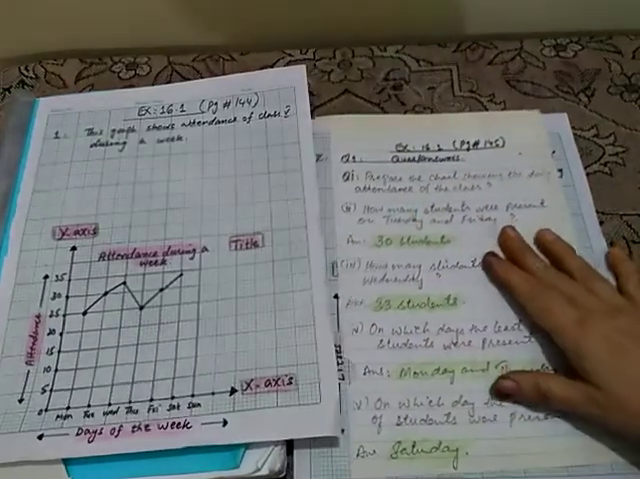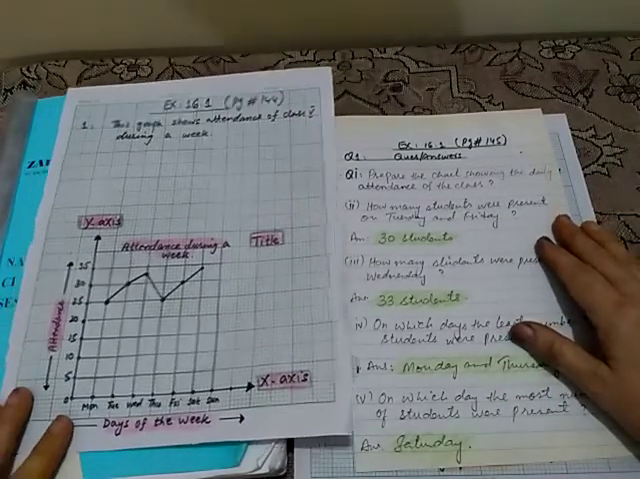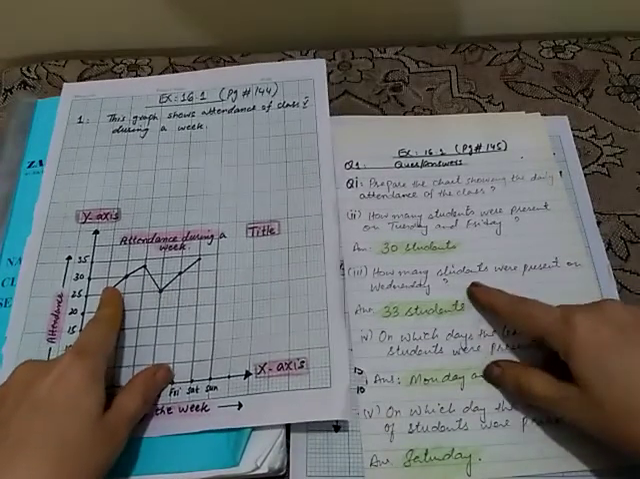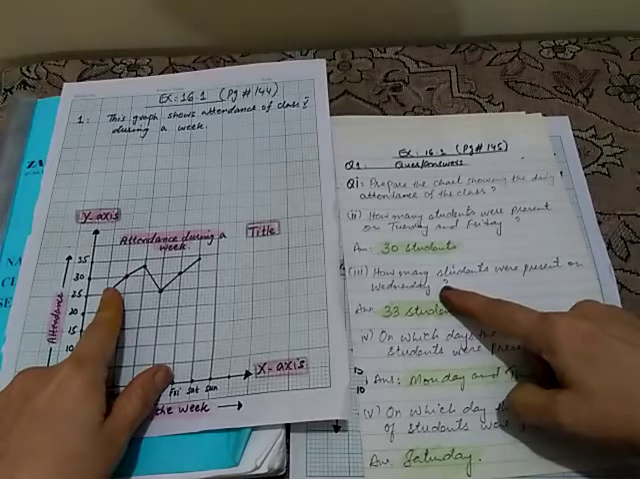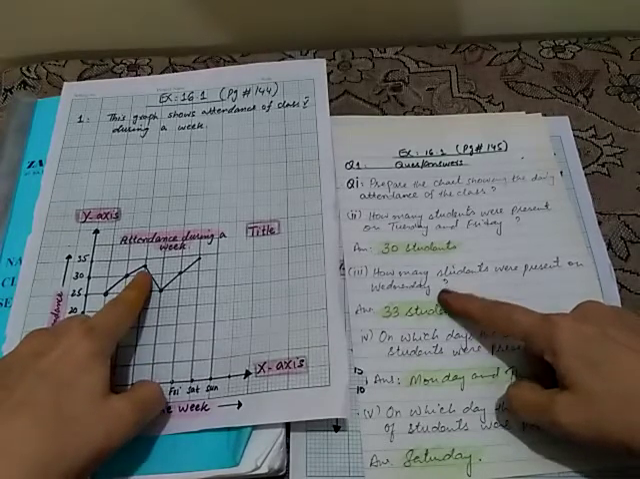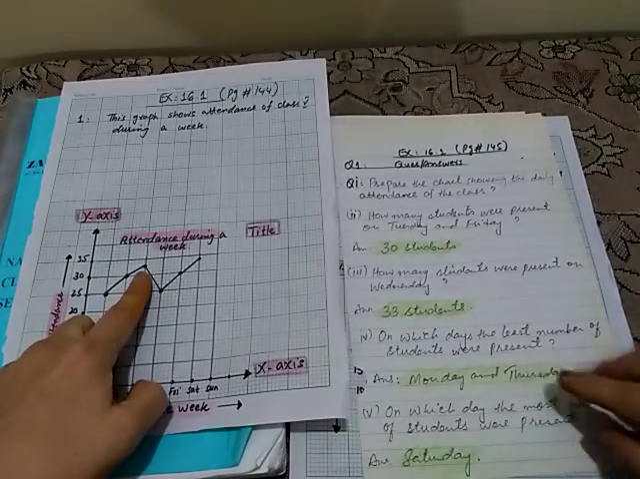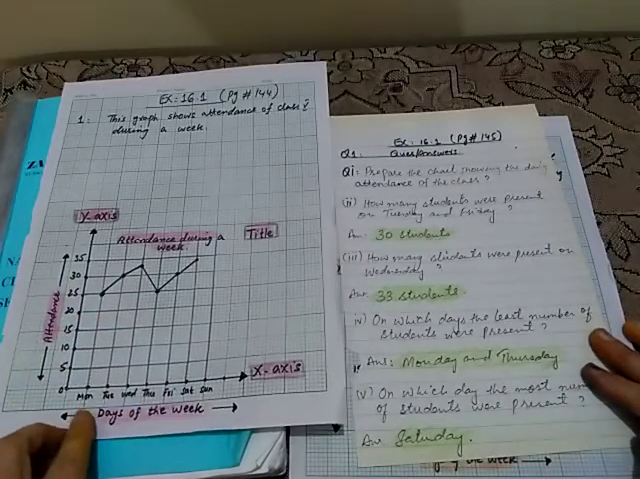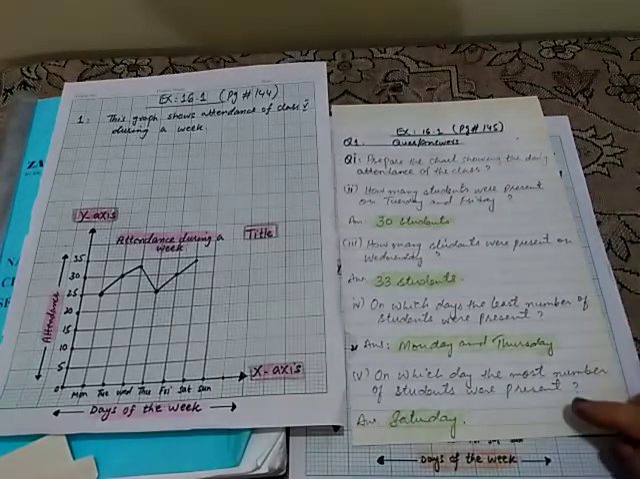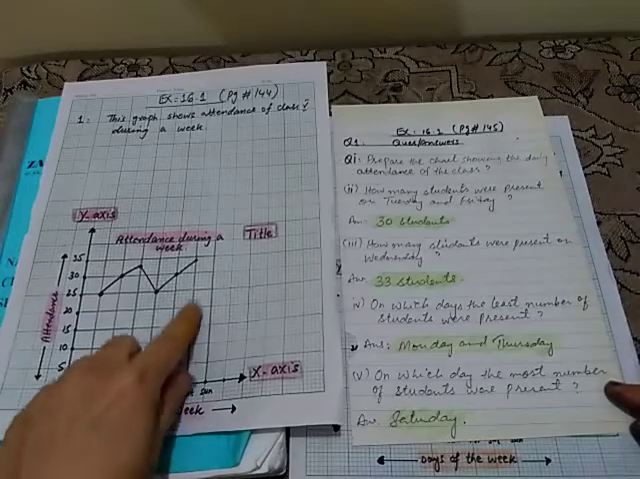Now question number 2. How many students were present on Tuesday and Friday? Tuesday and Friday, 30 students. How many students were present on Wednesday? On Wednesday, 33 students. On which day the least number of students were present? Monday and Thursday have the least students present. On which day the most number of students were present? Saturday.